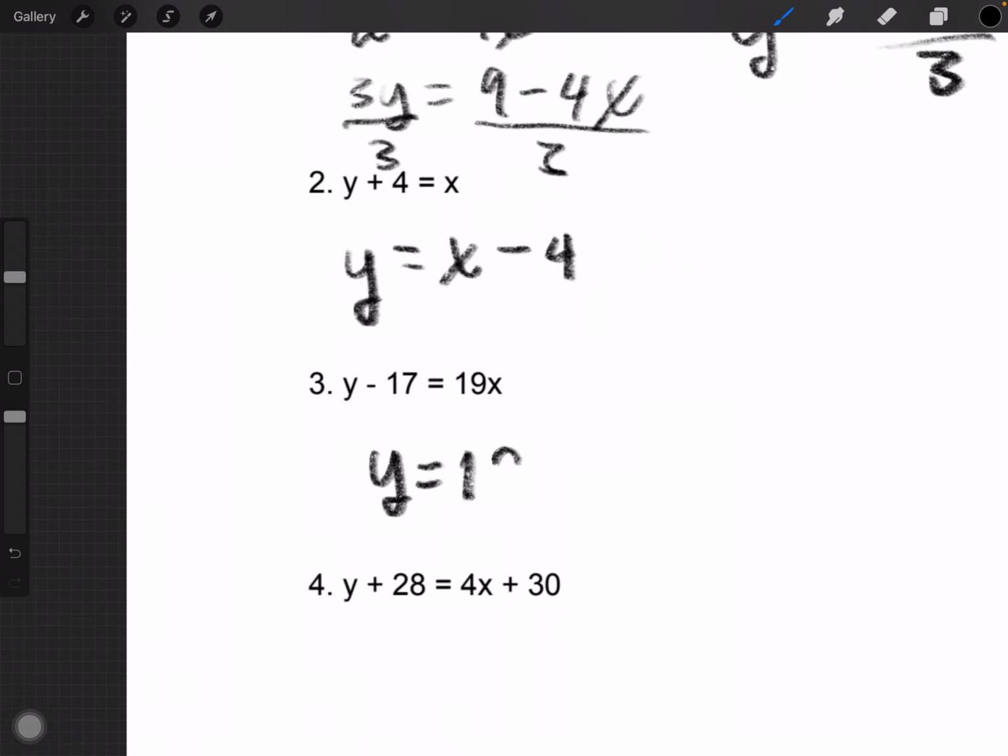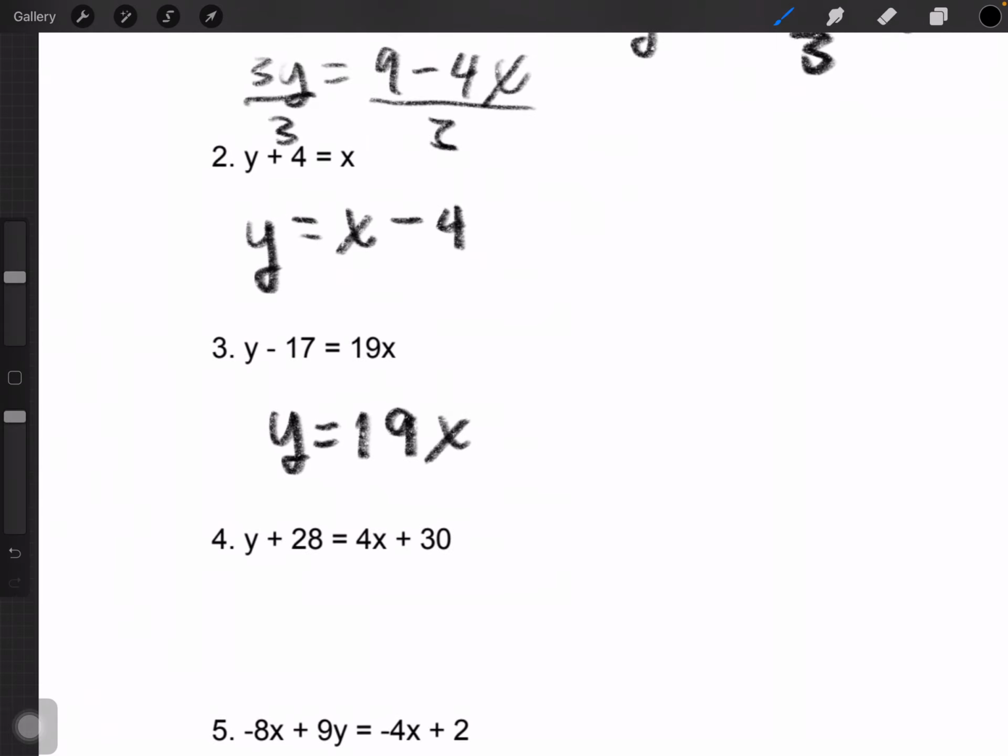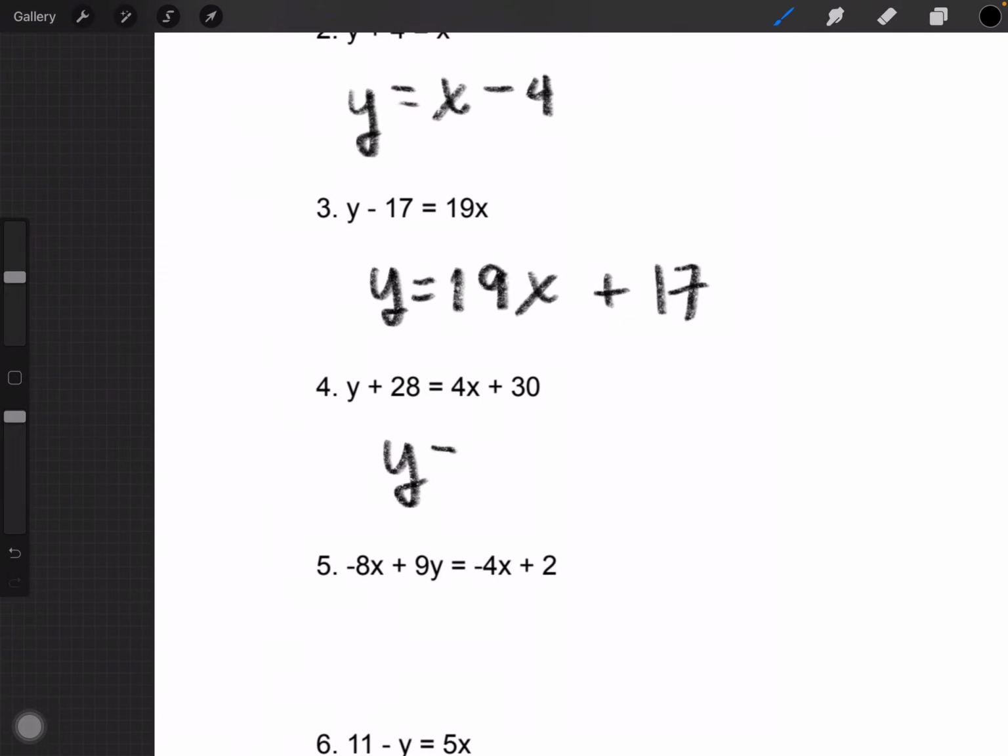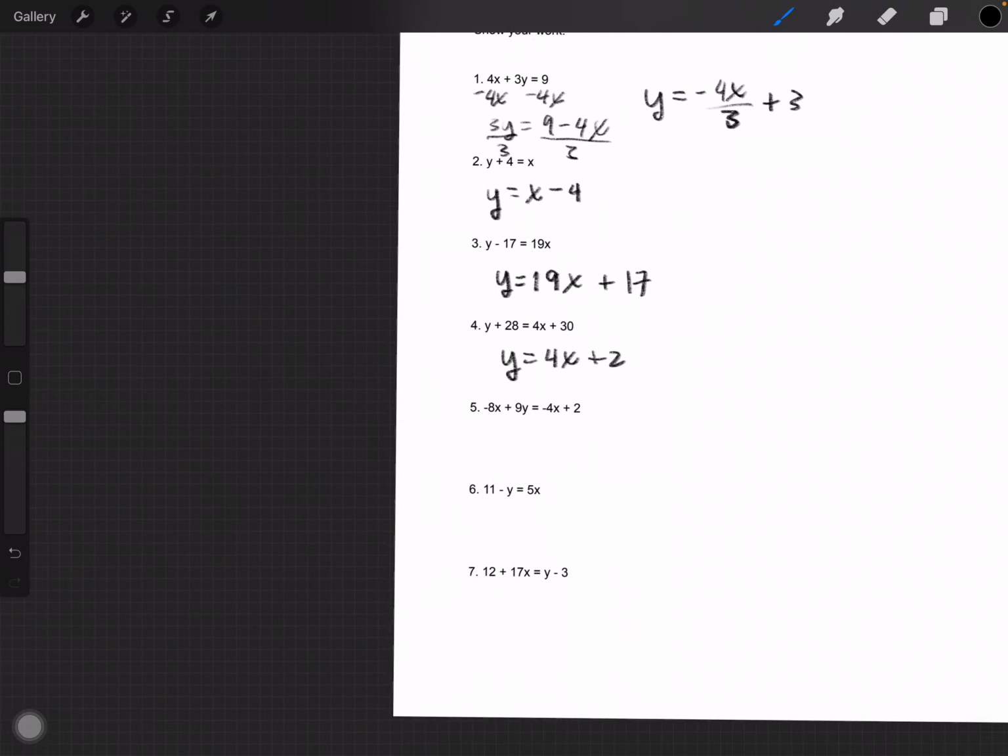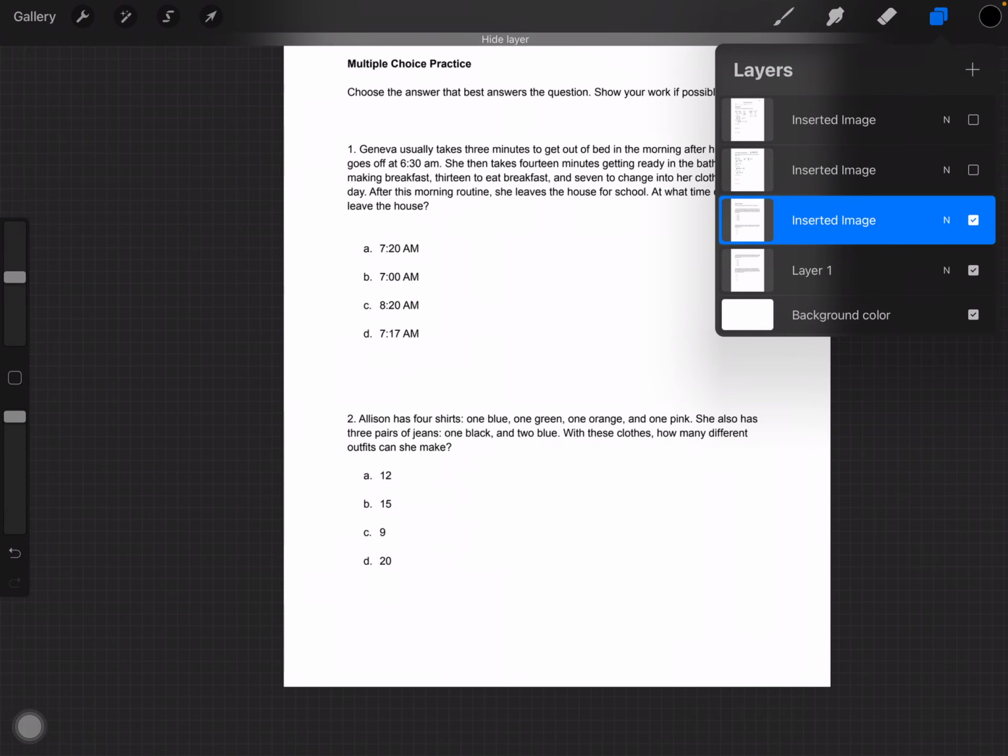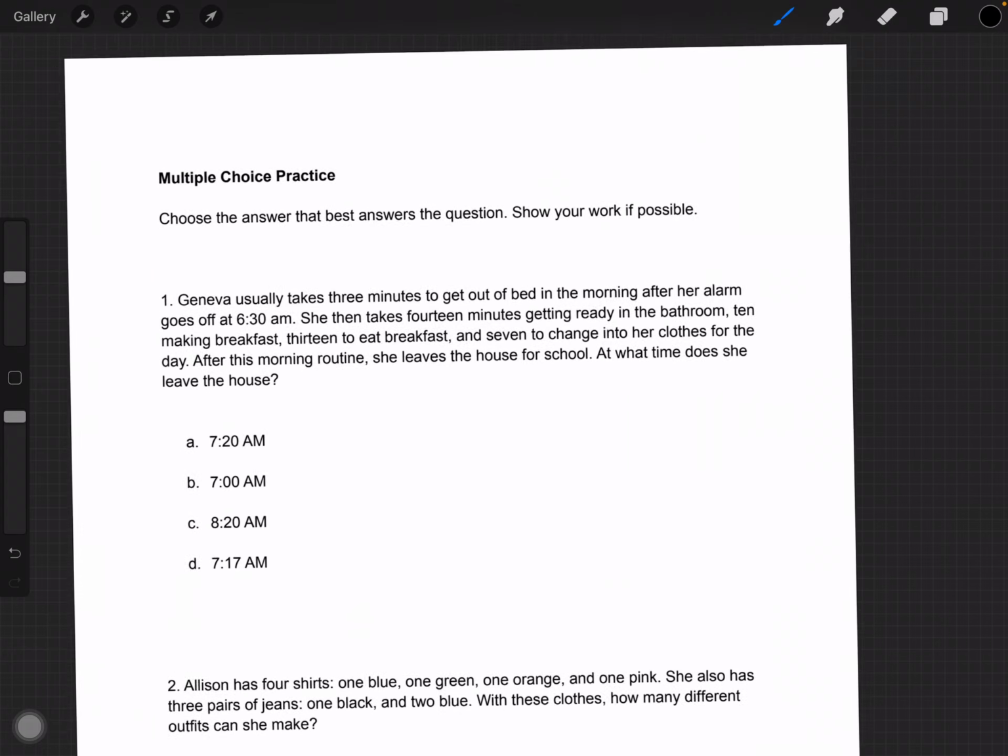You do not add the 17 to the 19x because there's 17 ones and 19 x's, and they're two different things. It's just like you can't add apples and oranges, you can't add 1s and x's because we don't even know what x's are. So it would be just like so. And this one is pretty straightforward as well. Alright. And then we start our word problems.